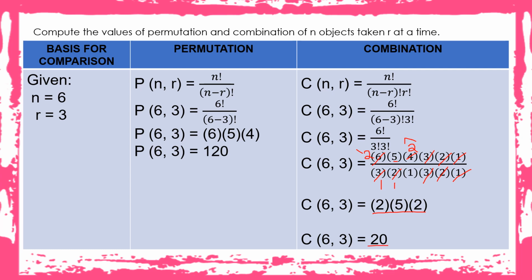So again, if we have the given of n is equal to 6 and r is equal to 3, in permutation, we have the answer of 120. And in combination, we have the answer of 20. This time, let us try to solve more problems involving permutations and combinations.